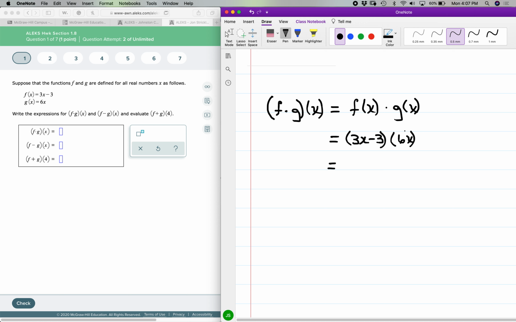And 3x times 6x will make 18x squared. And minus 3 times 6x, so this will be a minus 18x.